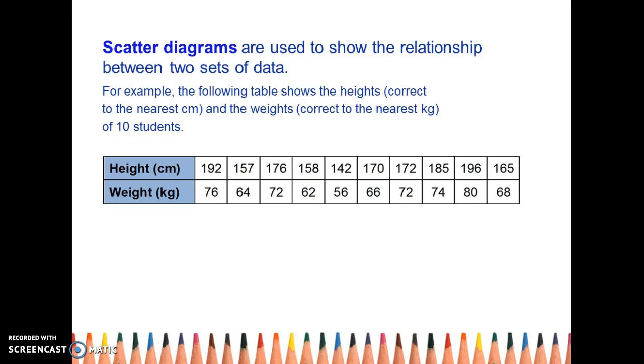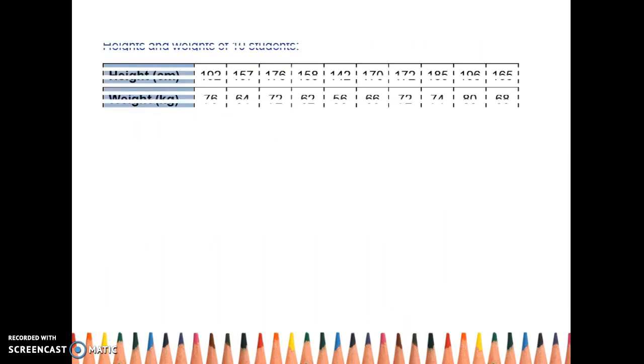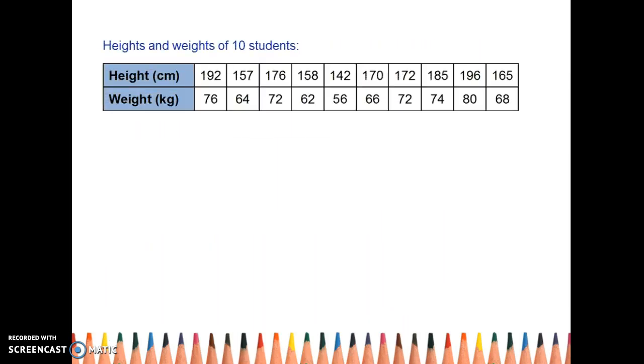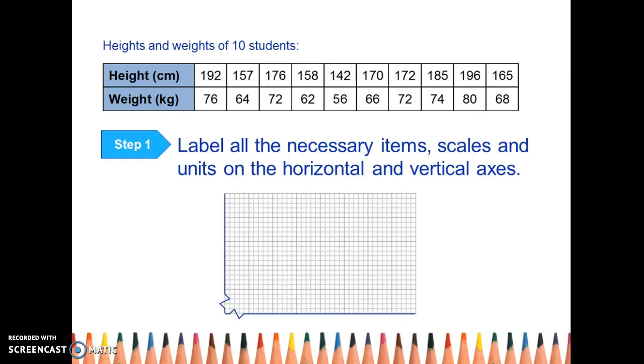Look at this example. This is the data from 10 students of their height and their weight. So we want to show the relationship between the height and the weight. So we try to draw a scatter diagram. Okay, we use this data. First of all, we label the scales, items and the unit of the horizontal and vertical axis. So you use a graph paper.